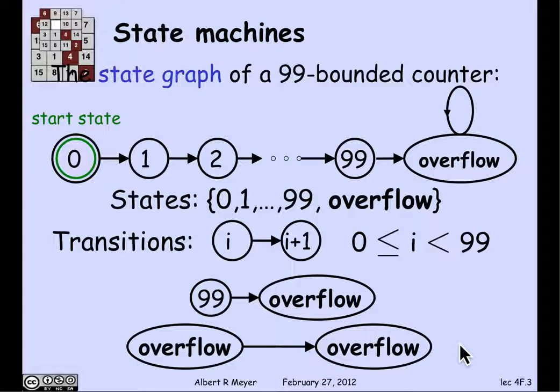So this is a machine that, if you really built something that behaved this way, it wouldn't be much use, because once it's overflowed, it's dead, because it stays there. A real machine, to be useful, would have a reset transition, which took overflow back to 0. But this illustrates the basic idea.